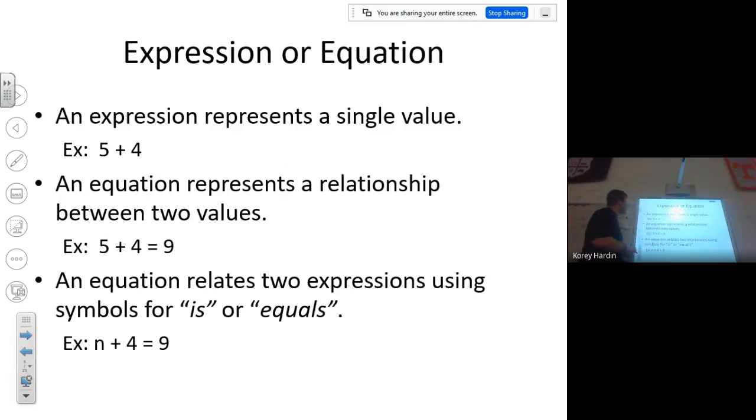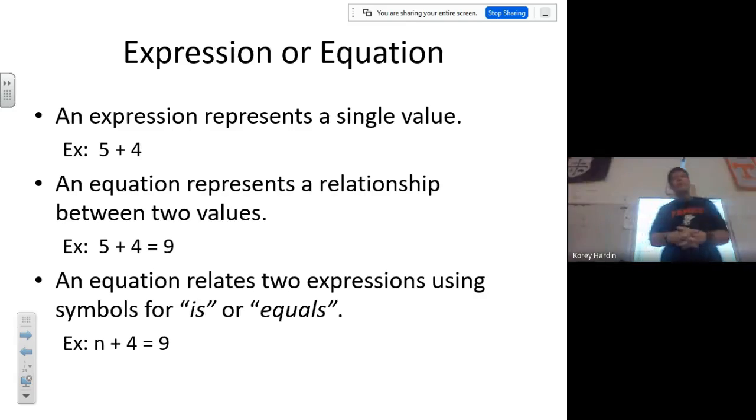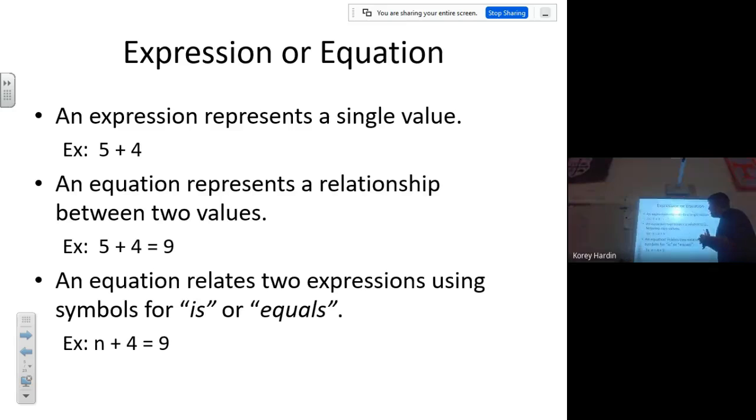Now, just like I said, an expression represents a single value. Please write that down just in case, okay? And underline expression. An expression represents a single value. I would also like for you to write that example, okay? An equation represents a relationship between two values, okay? Write that example. Once again, it shows you how those two are different, okay? It shows you how those two are different.